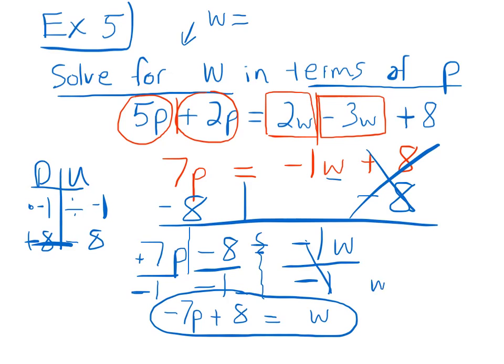Now, if you want, you can rewrite it this way, -7p plus 8, so that this w is on the left-hand side, which I know a lot of you like to have the variable that you solve for on the left. That's fine. Doesn't change anything.